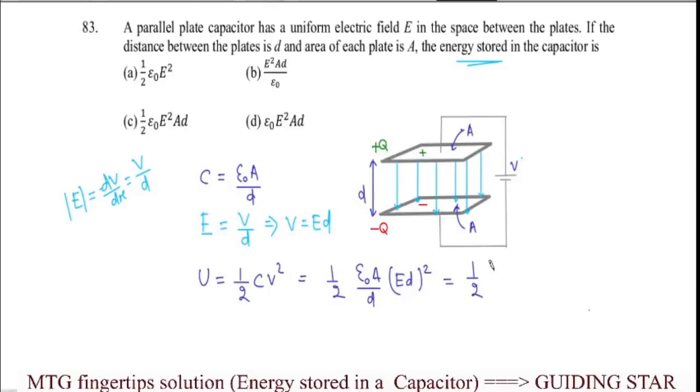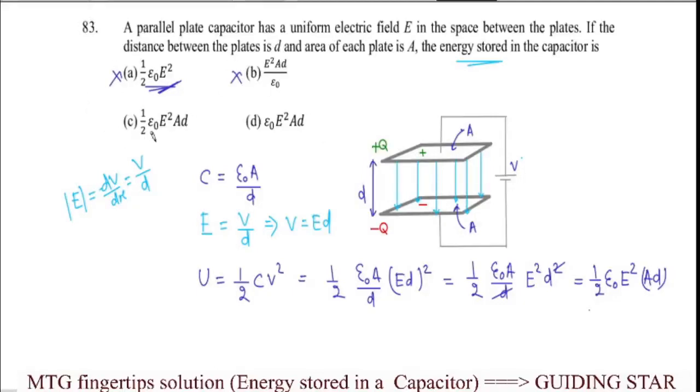So finally it will be half epsilon naught A divided by d, times E square d square. So d got cancelled out. So finally, how much will we get? Half epsilon naught E square A into d. Clear? So finally, this will be the energy stored in the capacitor. So option A is half epsilon naught E square, which is the energy density, and option B is something divided by epsilon naught, so that is also wrong.